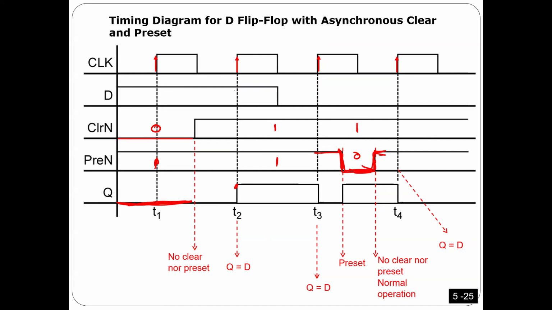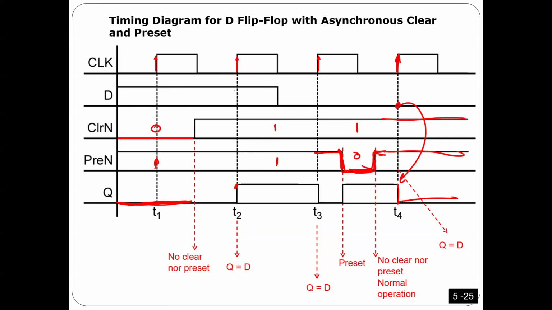You got what I'm saying? After that, it becomes 1 and 1. 1 and 1 is normal operation. This is the normal operation. So when this one is high, this one is 0, I'm going to get 0 here. Okay, guys? Don't be confused.